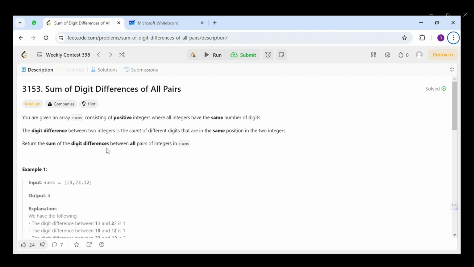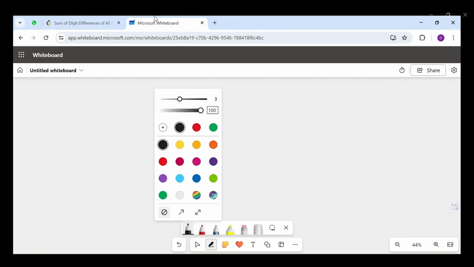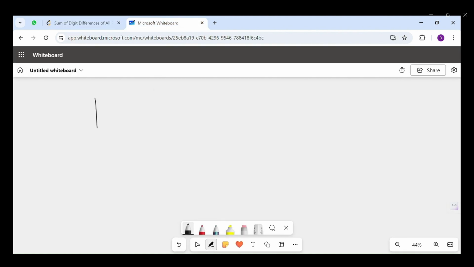Means now suppose you have two numbers 4 and 5. Both are different in their ones position, so their digit difference is 1. Okay, let's explain with the sample test case. It is 13, 23 and 12. So first, when we are taking a pair between 13 and 23, then the ones place is same, so there the difference will be 0. The tens place we have a difference, so the digit difference is 1.